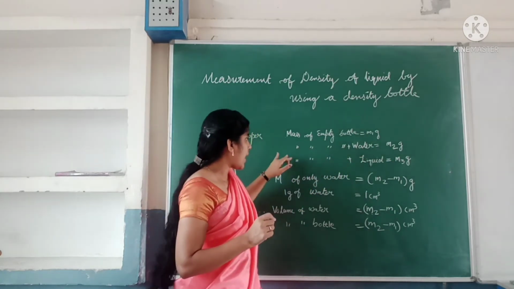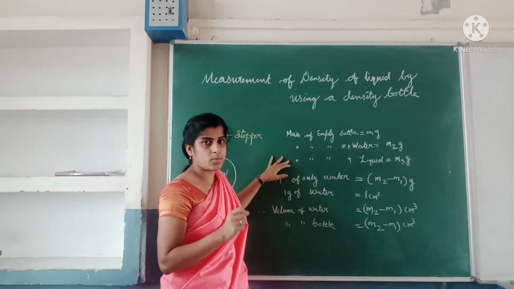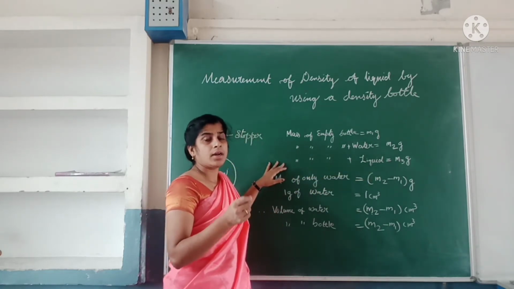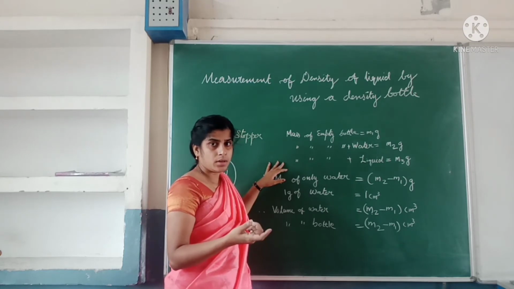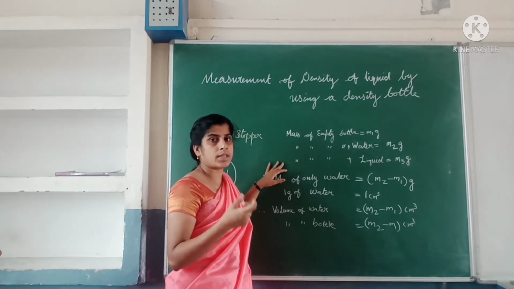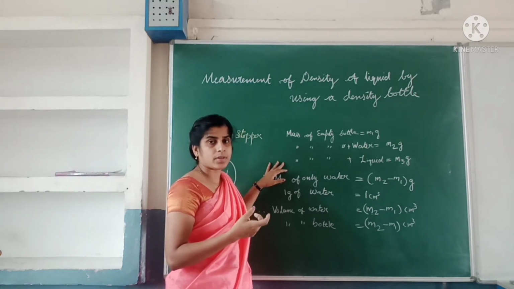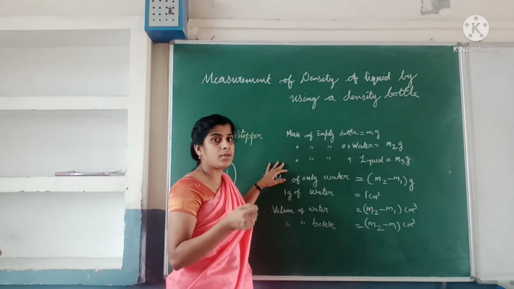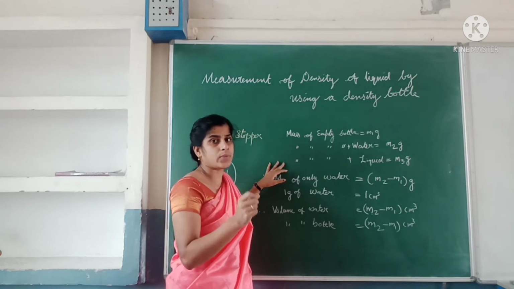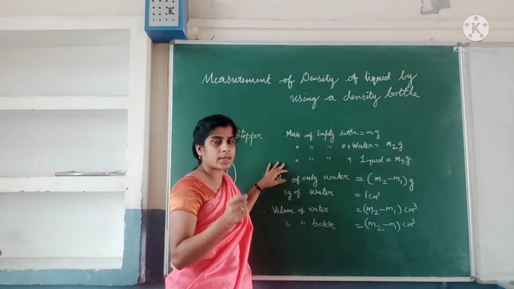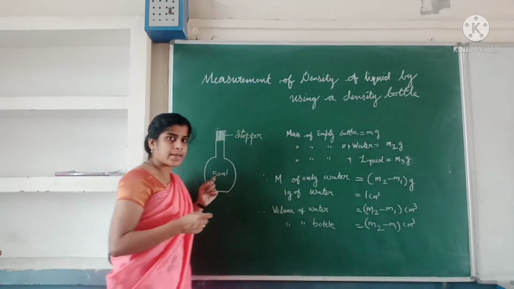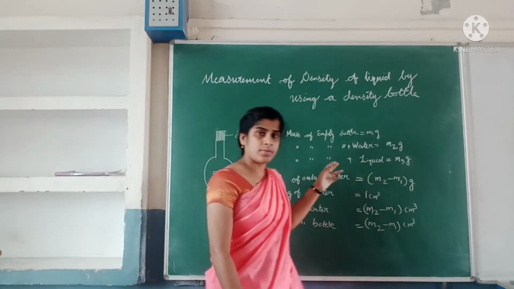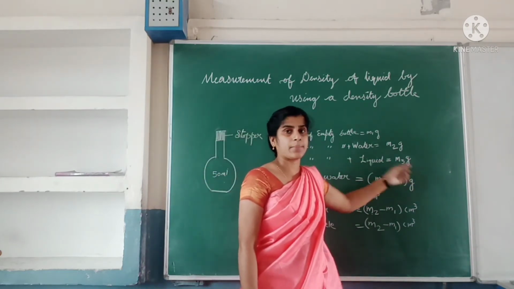And next is the third step, mass of empty bottle plus liquid, which means what? After removing the distilled water, we dry the density bottle with the help of hot air. Then, after drying the density bottle, we fill it with the given liquid. Then we took the weight, and we will get one weight, that is M3 gram.